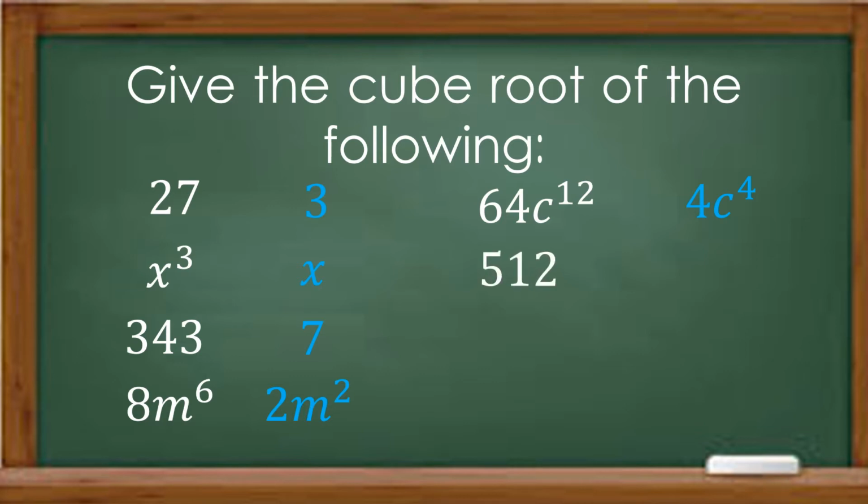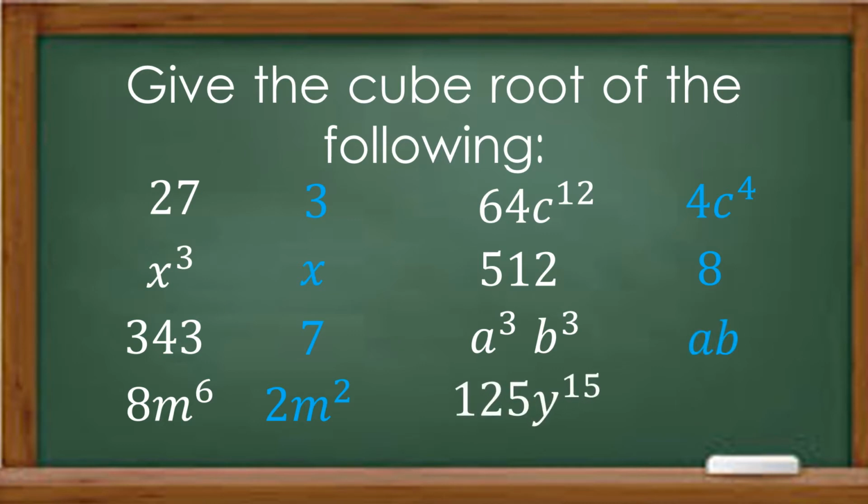Cube root of 512. Again, what number will you multiply 3 times by itself to get 512? Okay, that is 8. So a cubed, b cubed. Again, we just simply divide the exponent by 3. So the cube root is ab.